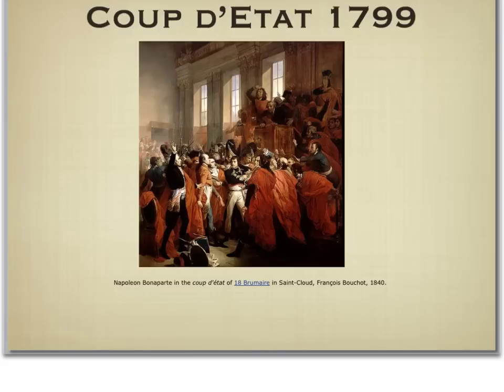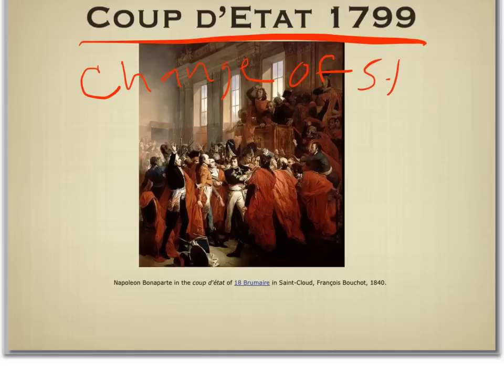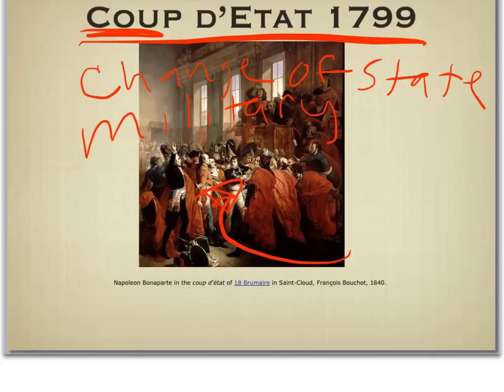Where we'll leave this part of the French Revolution is the coup d'etat. And the coup d'etat means change of state. A coup, generally speaking, is a less violent revolution from inside the government. Coups are generally led by the military. And in 1789, Napoleon led a coup, organized in large part by his wife Josephine, against the new government of France, which was the Directory.